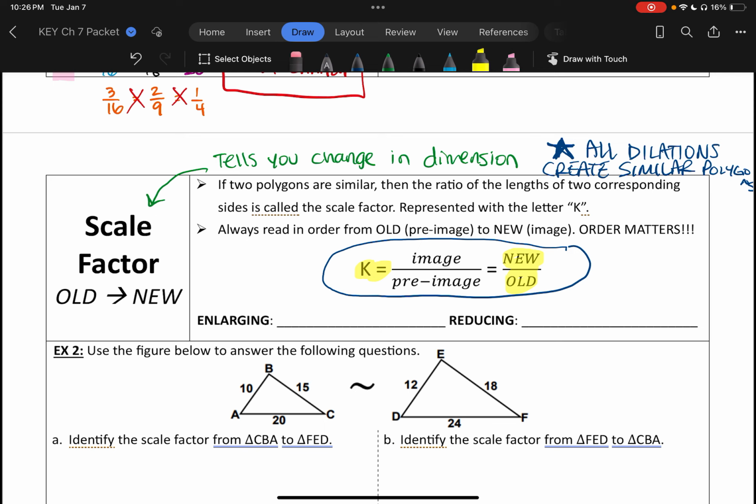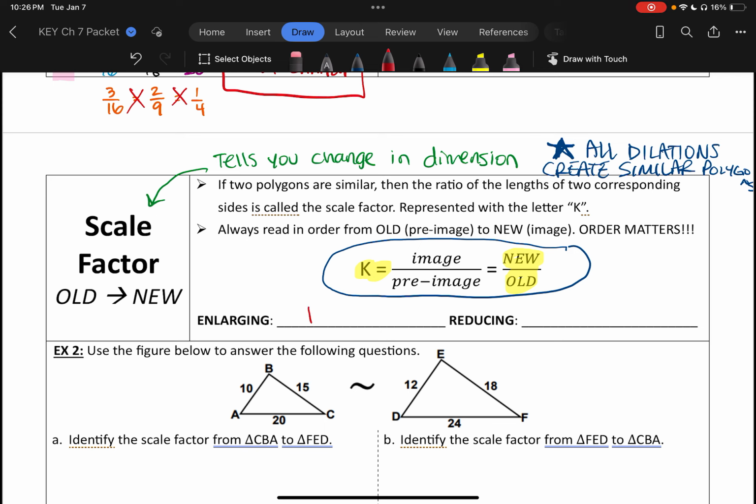You're going to take the corresponding sides of two polygons, and you're going to start with the new and divide it by the old. That will tell you the scale factor, which again is the change in dimension, right? And so essentially, a majority of the time, we're going to have two possibilities. Either these polygons are going to be enlarging or they're going to be reducing in size.